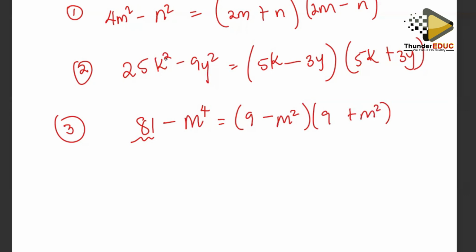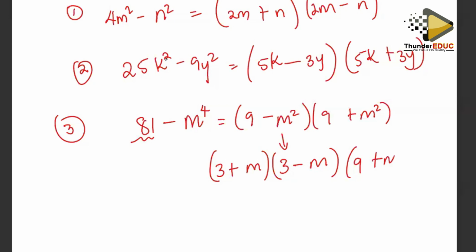But if we look at the first bracket, it's still a difference of two squares. We break that down further into two brackets. So square root of 9 is 3, plus square root of m squared is m. That's a 3 minus m, just for these two. And then this one cannot be factorized, so you keep that bracket. So we have factorized completely, or fully, okay?